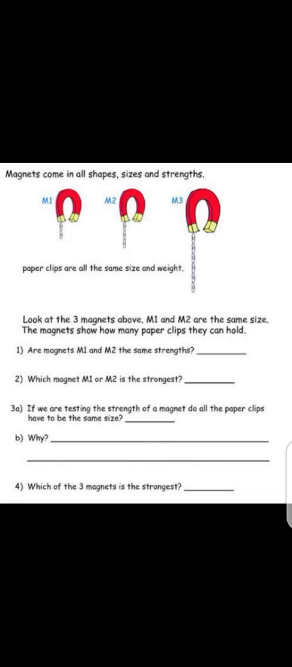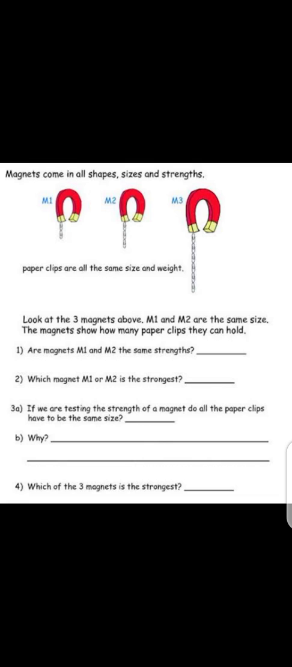M1 and M2 are the same size, and the magnets show how many paper clips they can hold. So are the magnets M1 and M2 the same strength? No, because obviously you can see that they are of the same size, and the human mind would perceive that they would have the same strength.